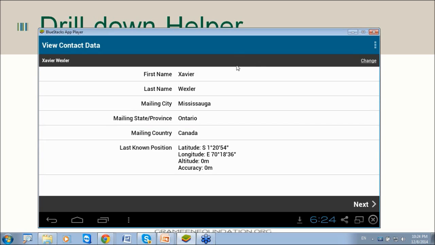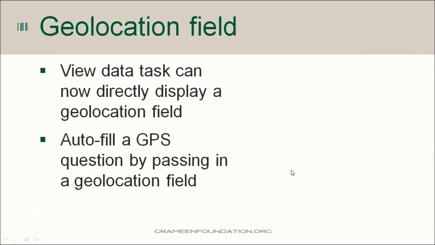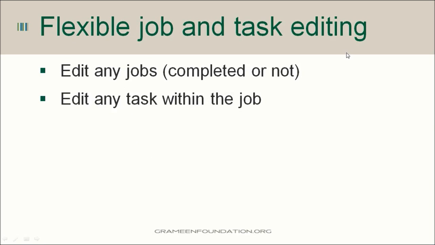And here comes our second bonus. If you upgrade to 3.0, you can now actually show a geolocation field inside a field contact task. So that's a geolocation field. View data task can now directly display a geolocation field. The auto field, you can also pass that into a question. You can pass that into a GPS question. Again, I can show that later on in Q&A.